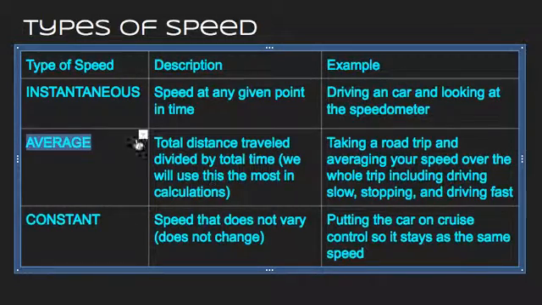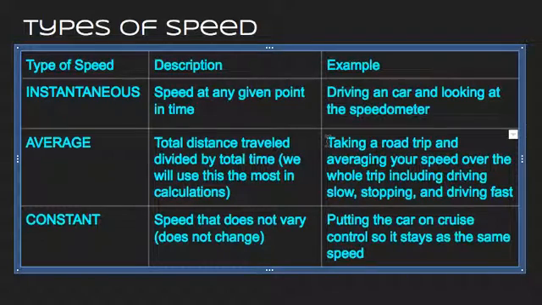Average speed is something that we calculate. It is total distance that you travel divided by the total time. So this is the equation for speed, distance over time, but we're talking about total distance over total time, not just the speed at one specific moment.